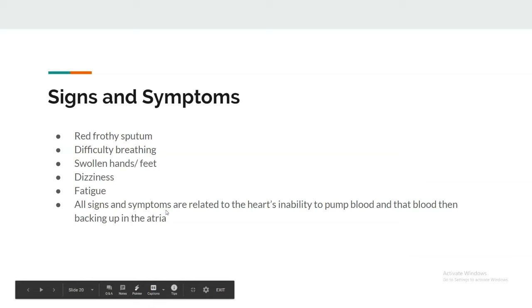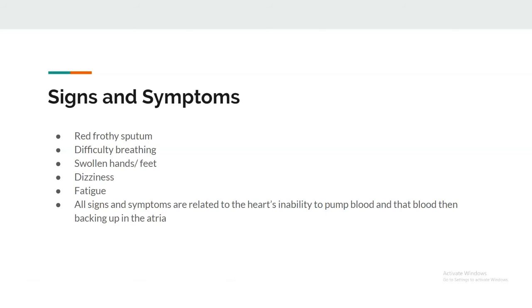So, some signs and symptoms. Again, it depends on the side that it's coming from. If it's left-sided and blood's backing up into the pulmonary system or the lungs, you might see some red frothy sputum and difficulty breathing. If it's on the right side, you might see some swollen hands or feet because then blood's backing up into the body circuit. You almost always see dizziness and fatigue on both sides, and all signs and symptoms are related to the heart's inability to pump blood.